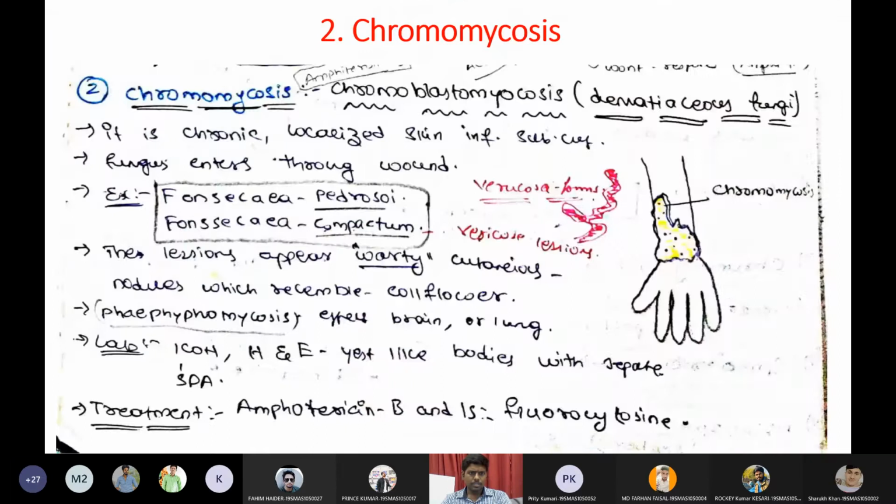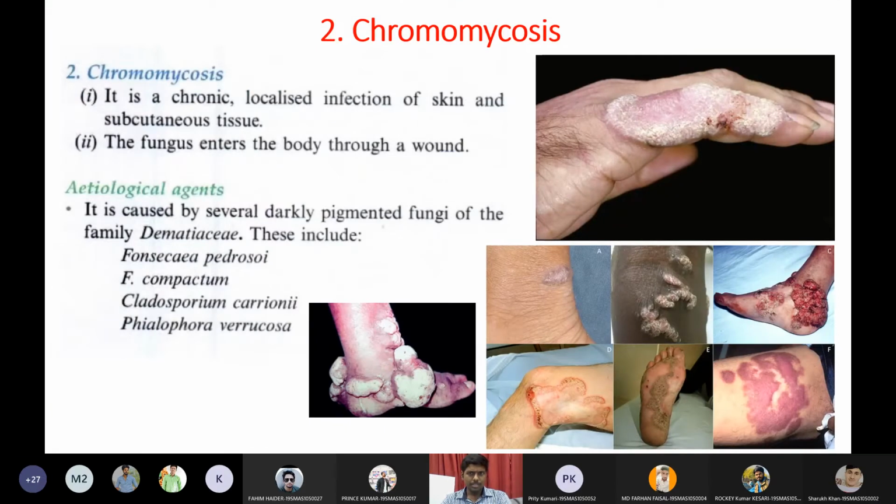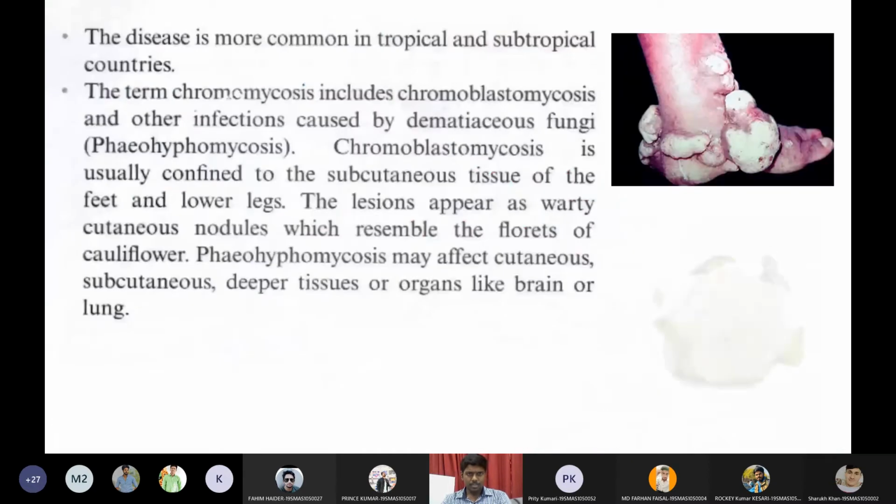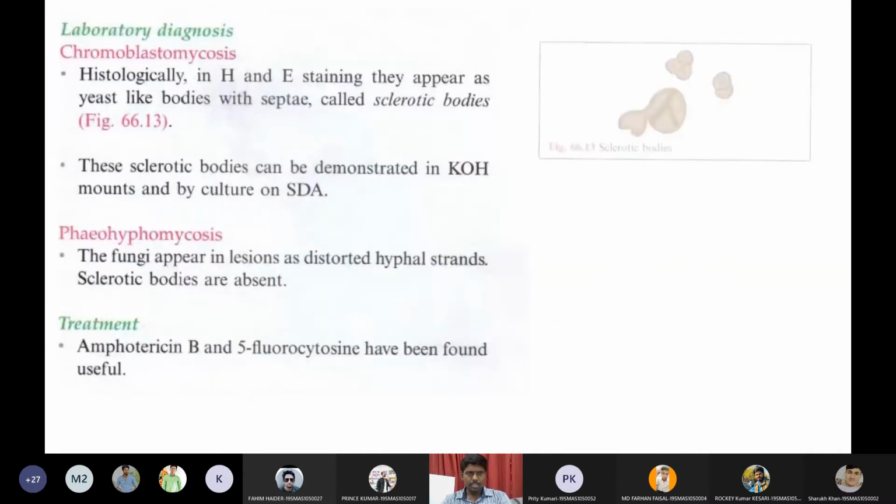Okay. So any confusions in chromomycosis? Very simple fungi actually, right? It's very simple. So you can go through this material later.